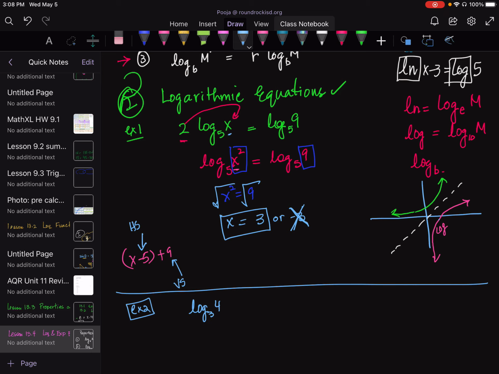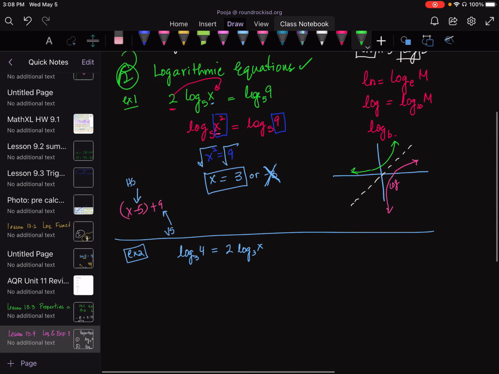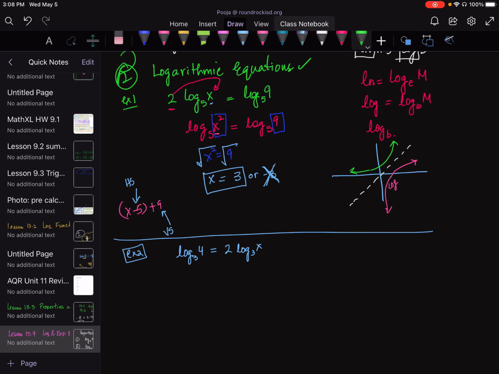Log of 4 base 3 equals 2 log of x base 3. And I have to solve this equation. It is a log equation. The only thing unknown in here is the x. So obviously I'm working on this equation to be able to find x. Now both are base 3's and both of them are logs, except for that little 2. So I need to make sure that the format of both sides of the equation is the exact same before I start comparing them. And hence I'm going to use the same property.